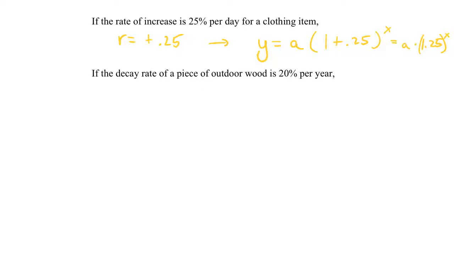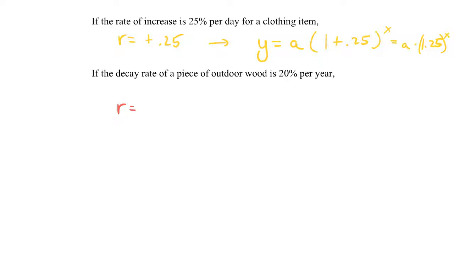And we know this is growth because, look, 1.25. As Alex told us, if the b value is more than 1, then it's growth. And this is 1.25, so it must be growth. And then the second example, it says the decay rate.